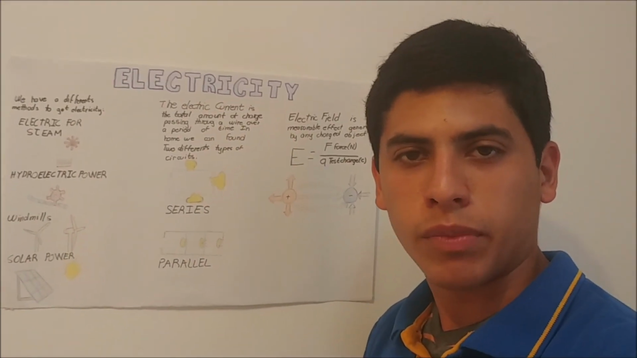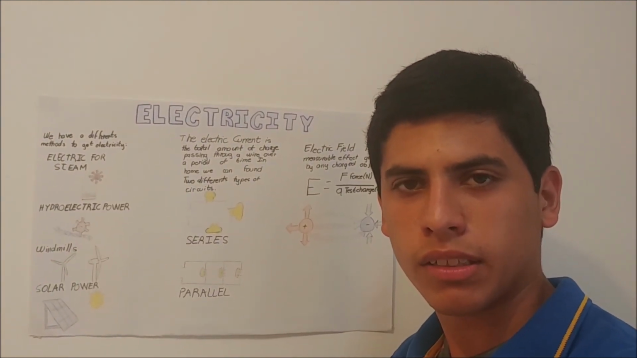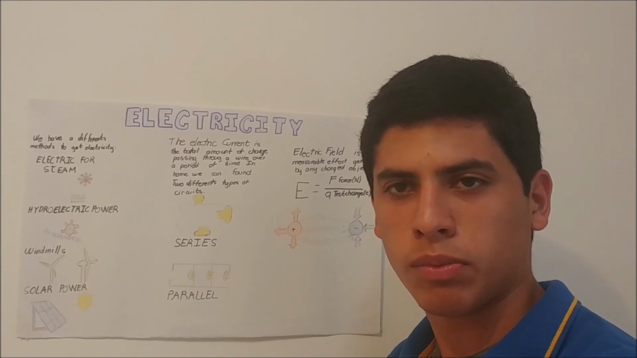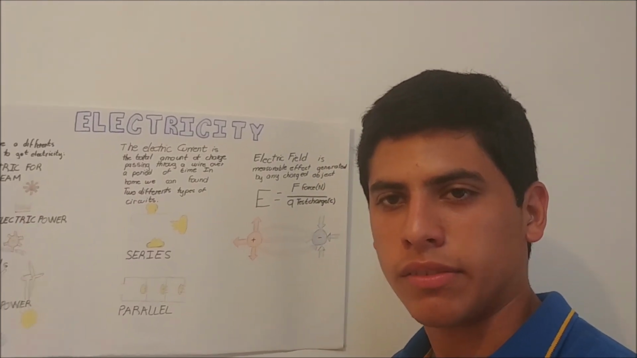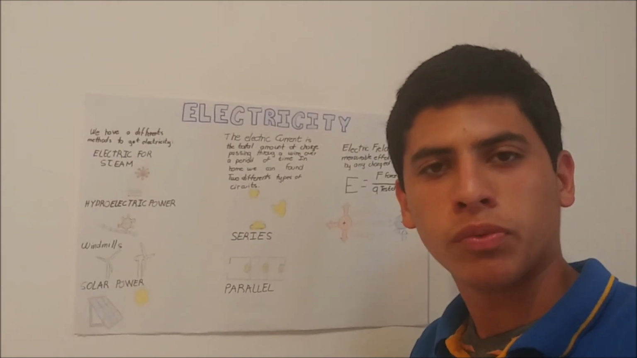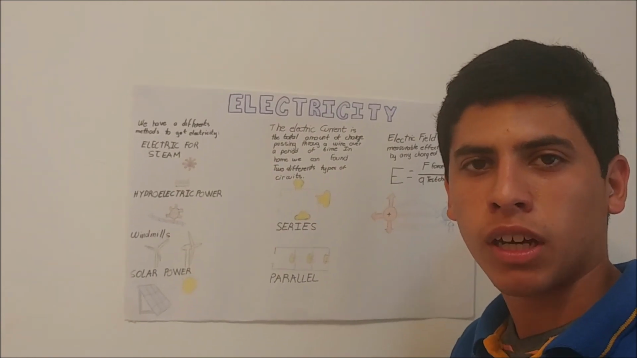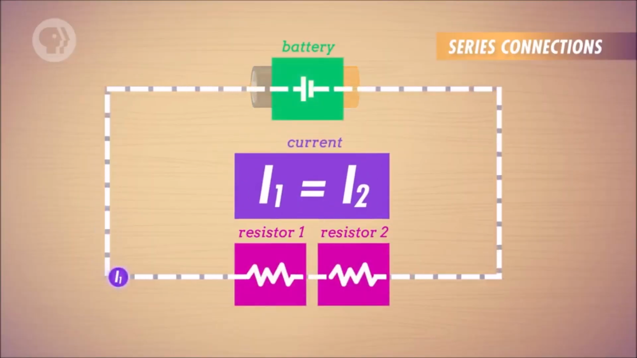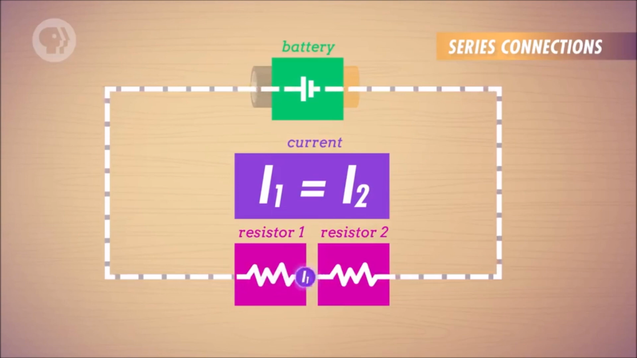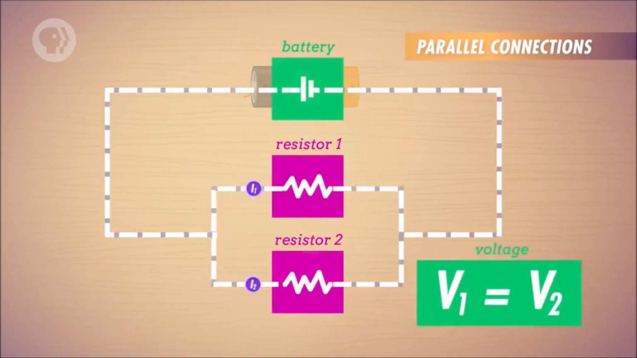Electric field is a measurable effect generated by any charged object. The electric field created by the charged object is the electric force between the object and the test charge divided by the magnitude of that test charge. Electric current is the total amount of charge passing through a wire over a period of time. In homes, we have different types of circuits, series and parallel. You'll recall that series formations occur when resistors are connected along the same path, so they have the same current passing through each one. And parallel connections are when resistors are placed on wires that branch out from a single point, all having the same voltage drop across them.